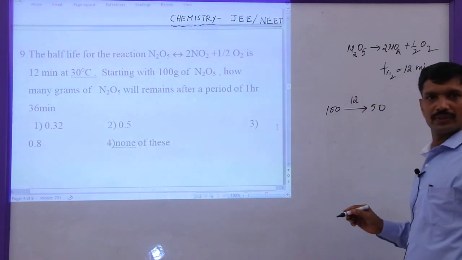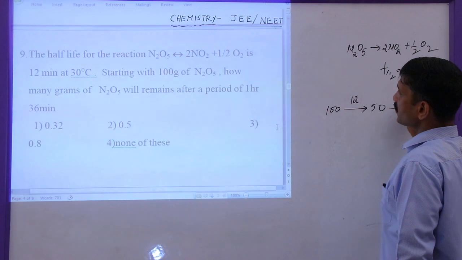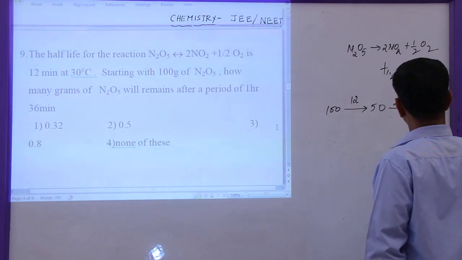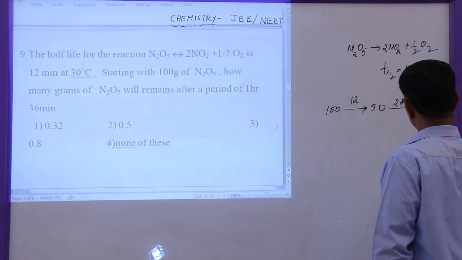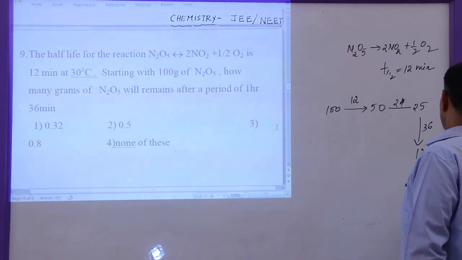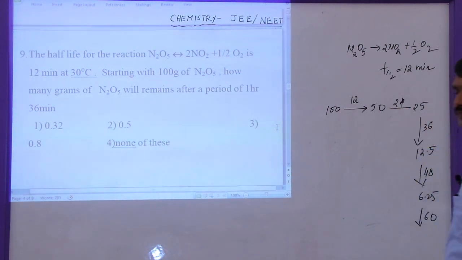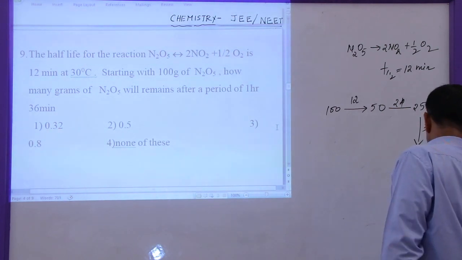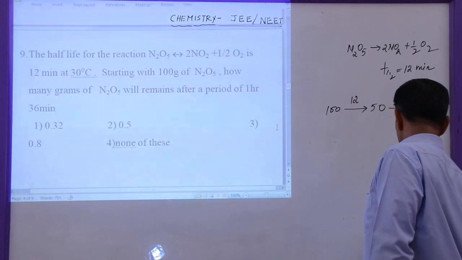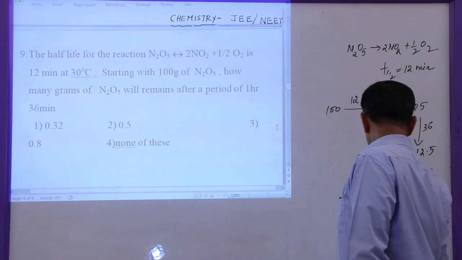Time taken is 12 minutes. Continuing, 50 to 25, time taken is 24. After 1 hour 36 minutes, this is the question. So next, at 36 minutes, half of this is 12.5. Next, 48 minutes, 6.25. Next, 60 minutes, 1 hour, 3.125. Next, 72 minutes, it gets divided by 2 again.